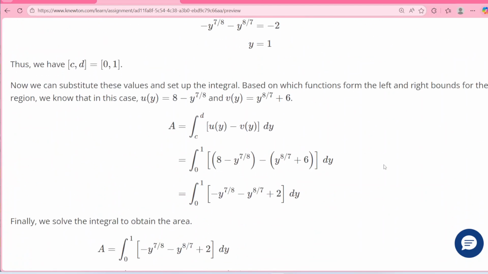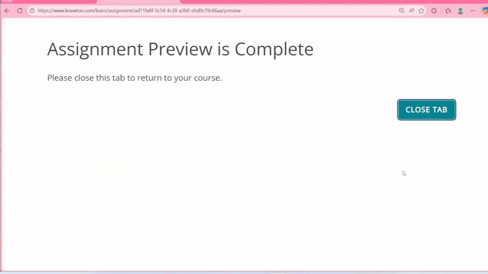Great. All right, and that's it. So pretty long one there. A good 2.5 hours. A lot of just finding areas of regions, right?